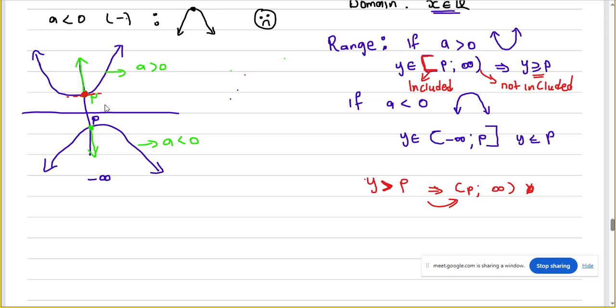Do you understand that part? Yes. That's why we are including P, because it's part of the solution. Infinity, we don't know which number it is, so we can't include infinity. Negative infinity, we can't include negative infinity. But P is part of the solution. You understand? Yes. Okay.